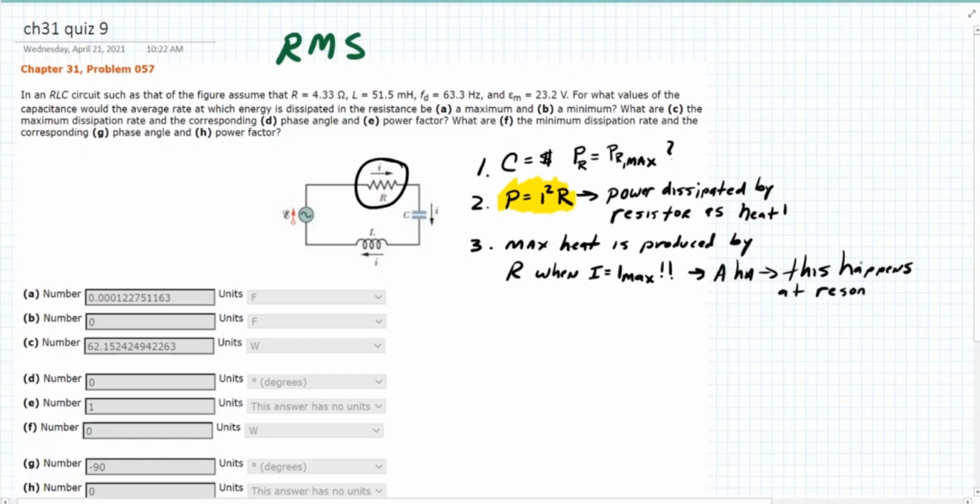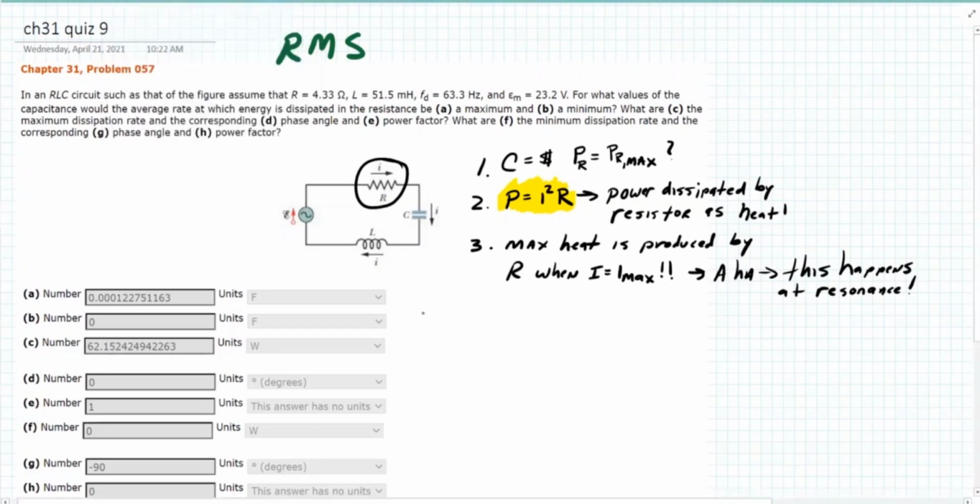Resonance is the perfect balance between the inductive reactance and the capacitive reactance. This happens at resonance. Resonance means whatever is going on with the resistor and with the inductor, they're basically working efficiently with each other. Instead of being out of sync, they are synced in such a way that minimizes their impedance to current flow. All right, so we need to find resonance.